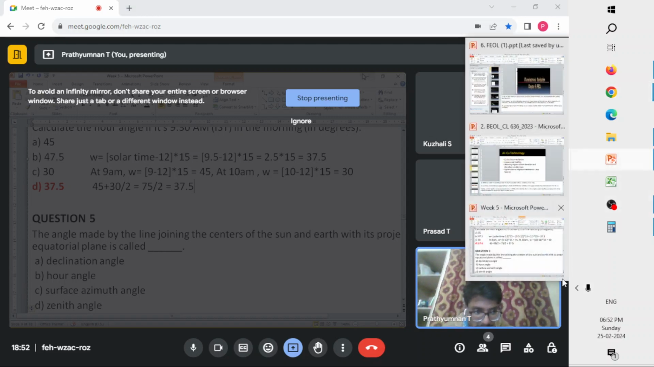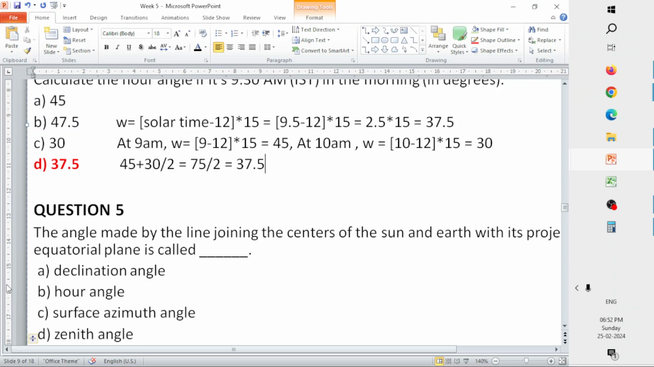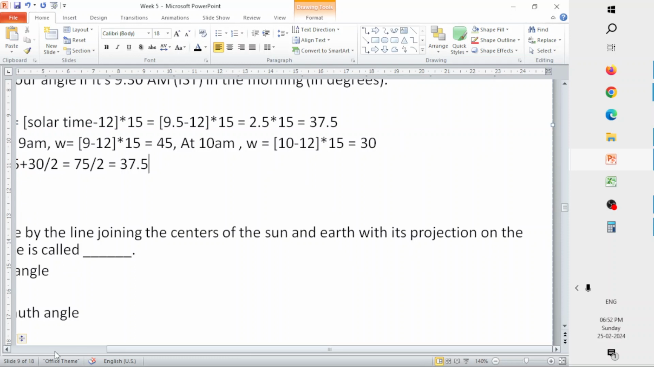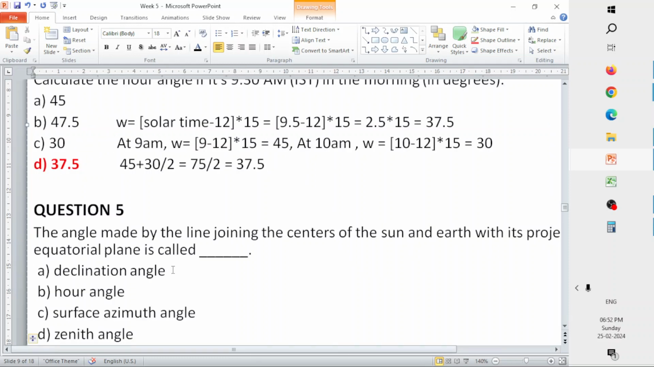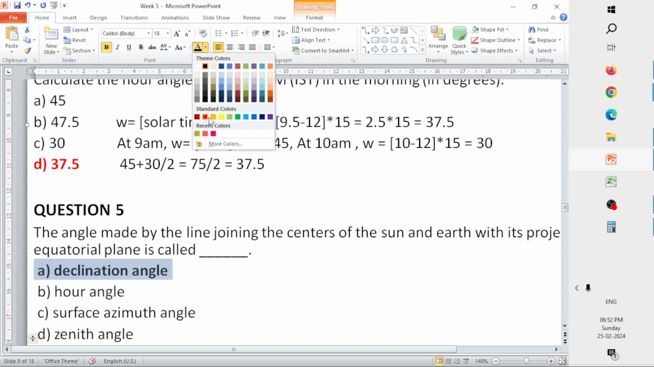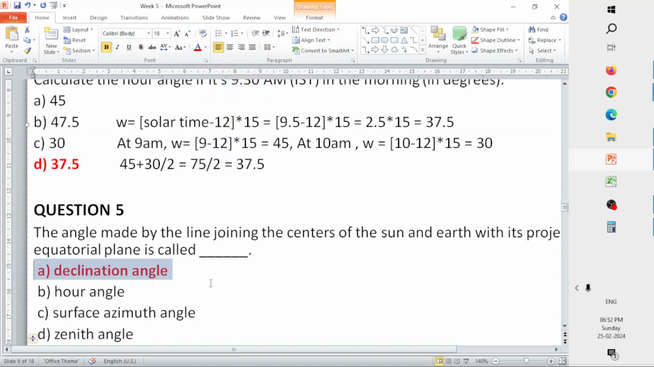So this is also something that is not matching with what we want. So the final answer is: the angle made by the line joining the center of the sun and the earth with its projection in the equatorial plane is called your declination angle. This is the definition of declination angle.